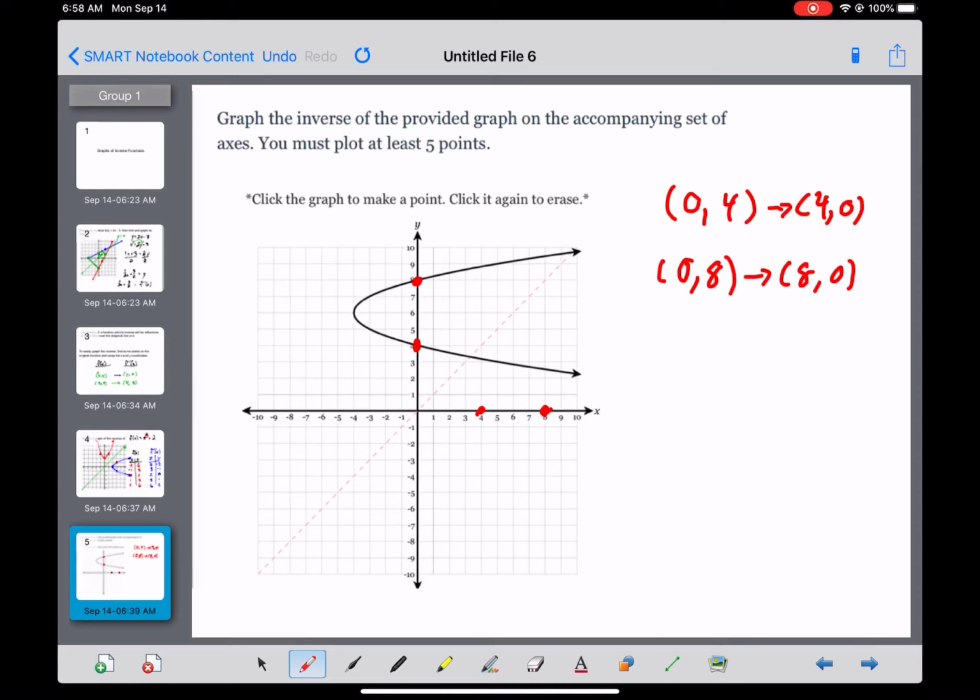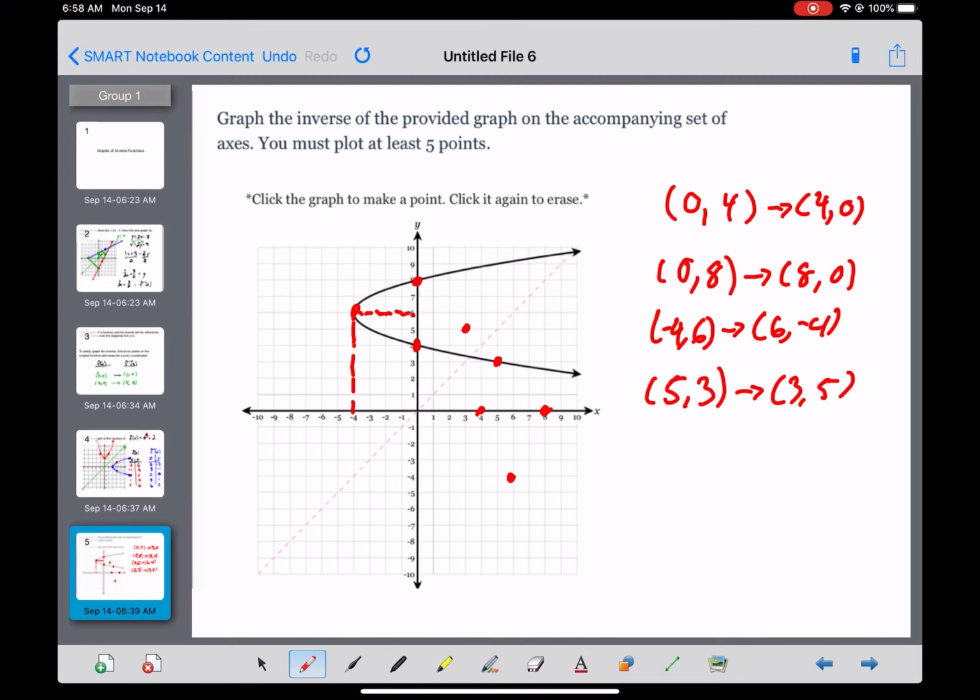So maybe another good one to do would be this vertex point right here. So that is the point -4, 6. So I would switch those to get 6, -4 would go on our graph. 6, -4. And I still need to find at least 2 more points. So I'm just going to look for places where it looks like it's a nice whole number coordinate. So I see one right here at 5, 3 has a nice whole number coordinate. So I'm going to swap those and do the point 3, 5. So 3, 5.